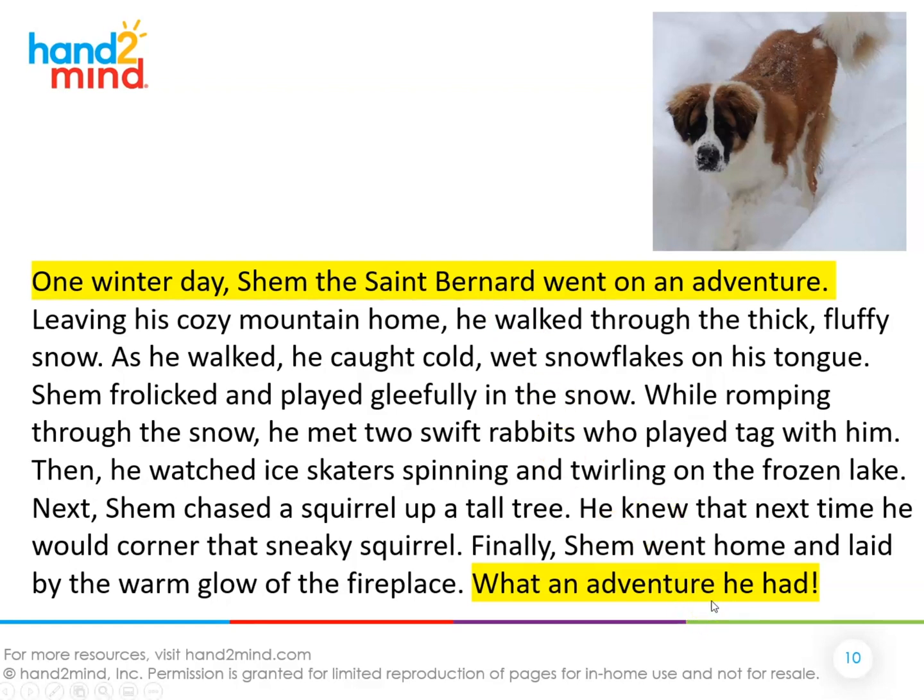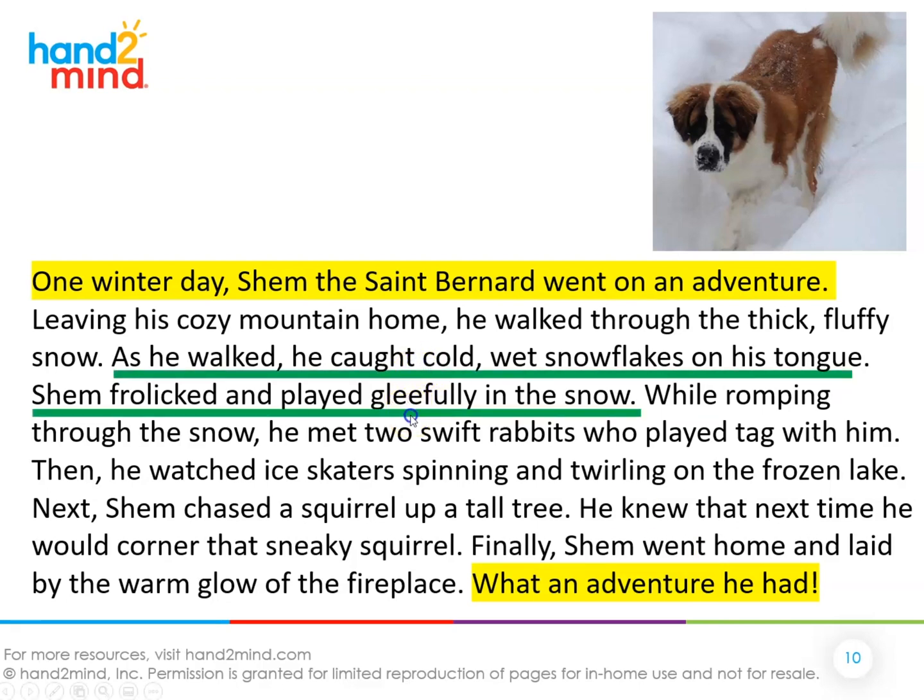So we know that there were certain things that Shem did throughout his adventure, and the text here tells us all the different things that he did while he was out. That he caught cold, wet snowflakes on his tongue, that he played in the snow, he played tag with rabbits, he watched ice skaters, he chased a squirrel up a tall tree, and then finally, he went home and laid by the fireplace.